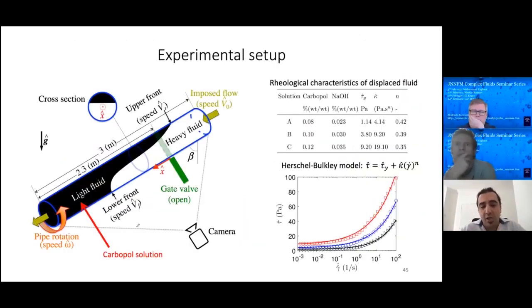The experimental setup is identical to the previous one, except that for the light fluid, we use a Carbopol solution for which the rheology can be described by the Herschel-Bulkley model. And for the yield stress, we are covering an order of magnitude of the values of the yield stress.